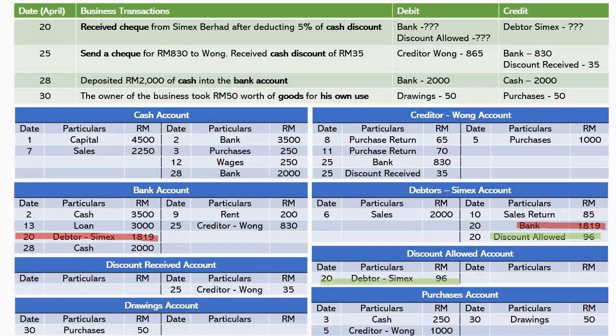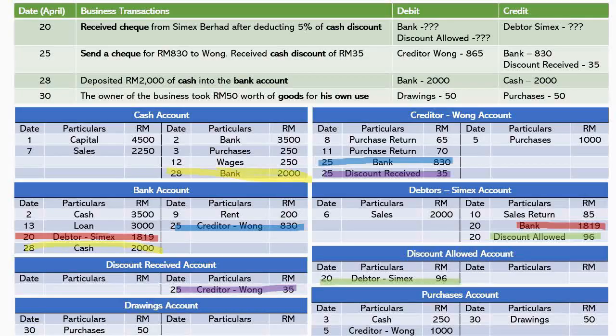Okay. Alright, kemudian kreditor wang 8695. Mana kreditor wang ni? Ya, maknanya bank 830. Ni kawan dia. Okay. Kemudian diskaun receive RM35. Ni kawan dia. Right. Seterusnya deposit cash tu. Right. Keluarkan duit 2000. Masukkan dalam bank.